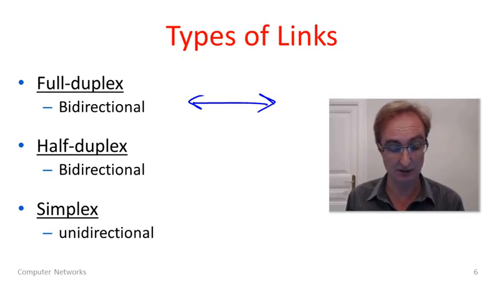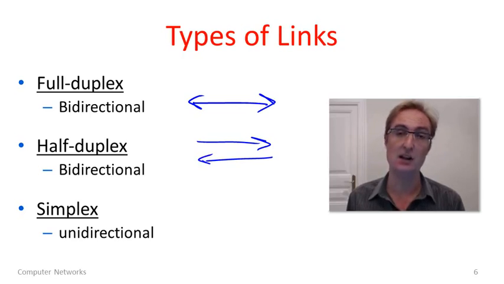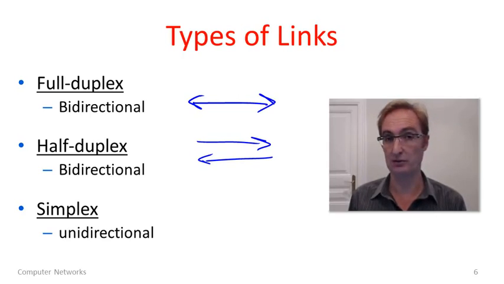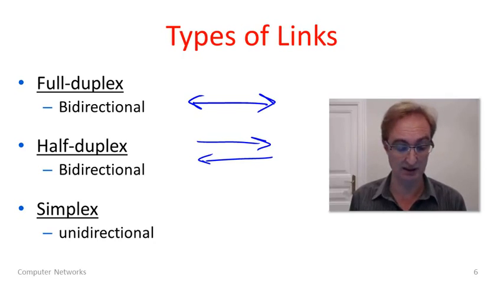Other links are half duplex. Now that means that I can send a message in either direction, from left to right or right to left, but not at the same time. So I have to use either one of these. Wireless is a good example of a half-duplex medium. You can send a message between two nodes from left to right and then from right to left, but you can't send a message in both directions on the same frequency at the same time, at least not very easily.